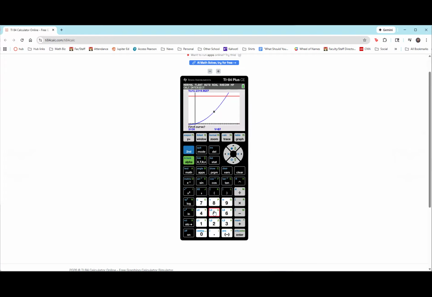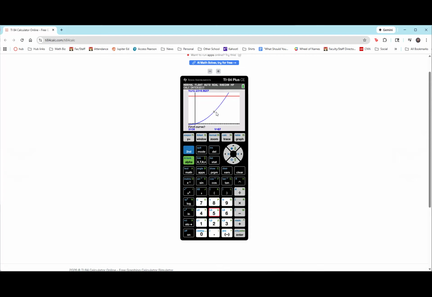Okay. Don't do anything. Just look at the screen, please. I want you to notice what's on here. Up at the top, it says Y1, and that corresponds to the parabola. That is blue and blue. The calculator's a little bit dumb.